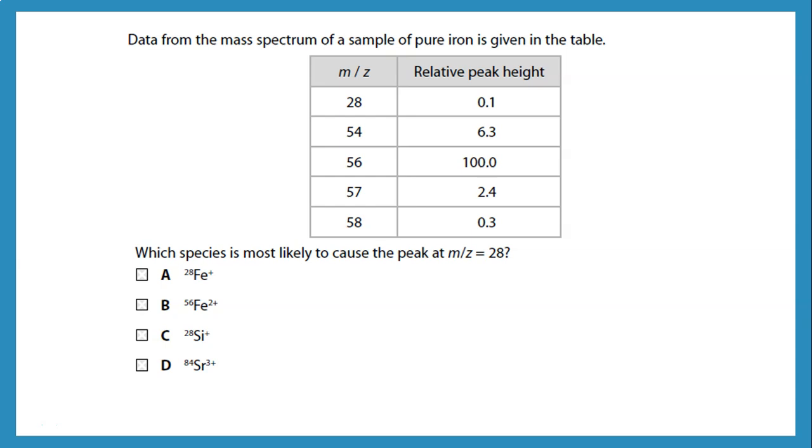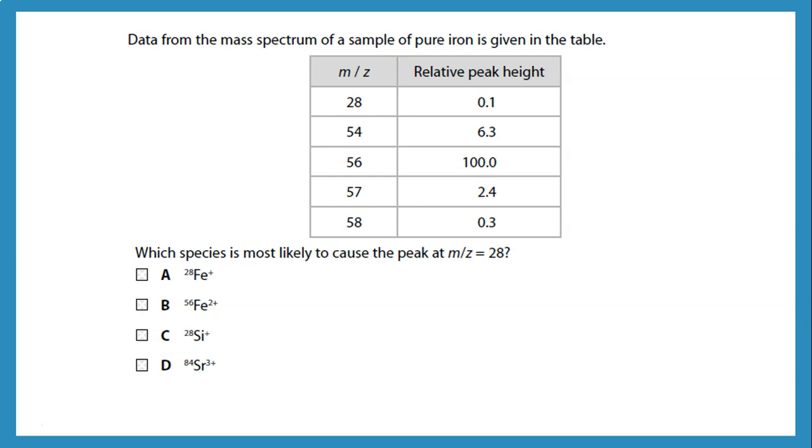Okay, another one. Here he's saying data from the mass spectrum of a sample of pure iron is given in the table. Which species is most likely to cause the peak at m over z 28? So remember that m over z is the molecular mass over the charge. And he's saying that this is iron. And if you look at the periodic table, you will find that the atomic mass of iron is somewhere around 56.